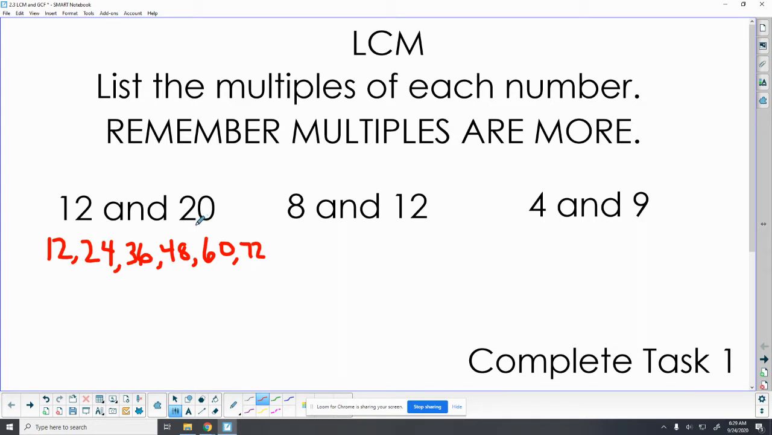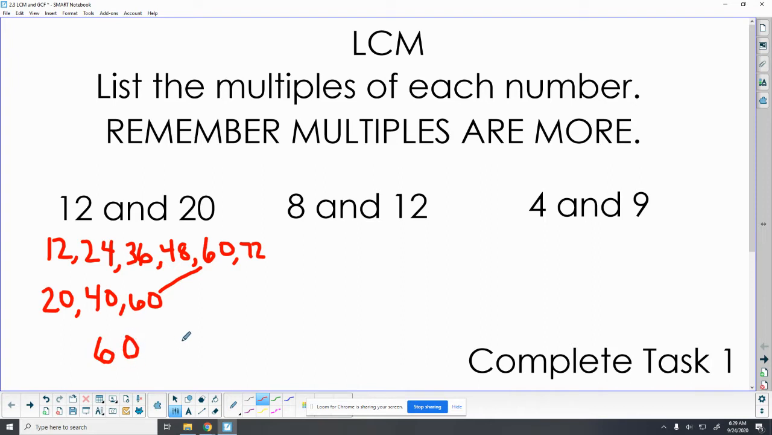So now I'm going to list the multiples of 20. So skip counting by 20, then 40, 60, and I can actually stop there because I see that these are in common. So it's the smallest number that they have in common. So they don't both have 40. They do not both have 20. So the smallest number they have in common is 60.